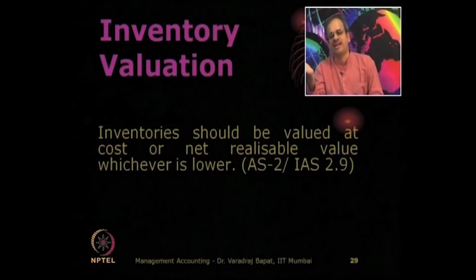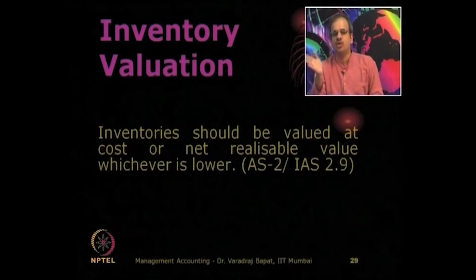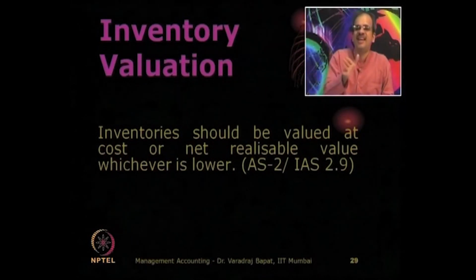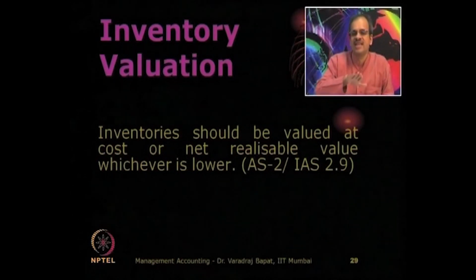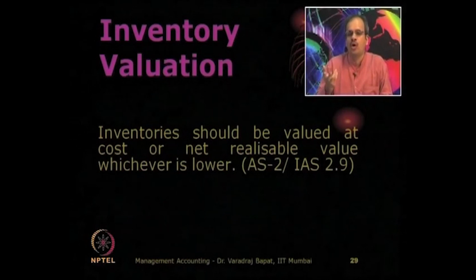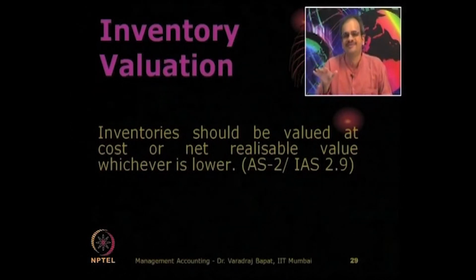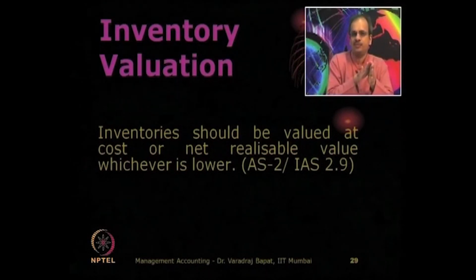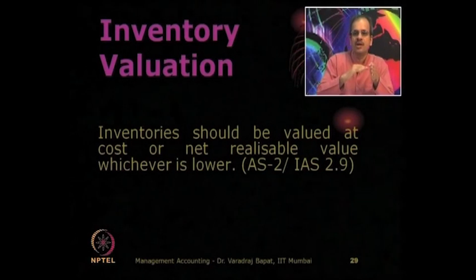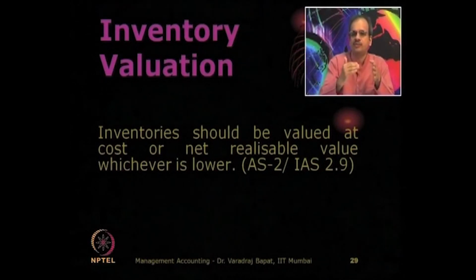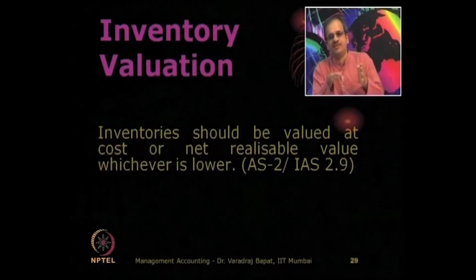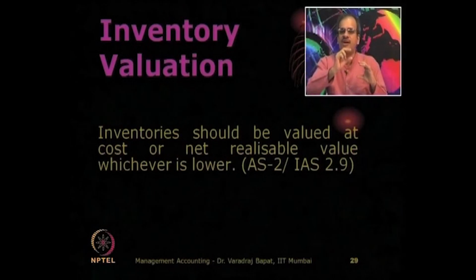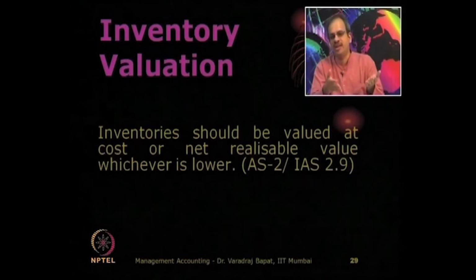I cannot take the market value of 20,000. So, the rule is inventory should be valued at cost or net realizable value, whichever is lower. This is as per Accounting Standard 2 or as per IAS 2. If you remember, we have discussed the concept of conservatism. What conservatism says is, if you have made any profit, don't account for it unless it is realized. So, if my cost is 14,500 and market value is 20,000, there is a hidden profit, but I will not record it because it is yet to be realized.